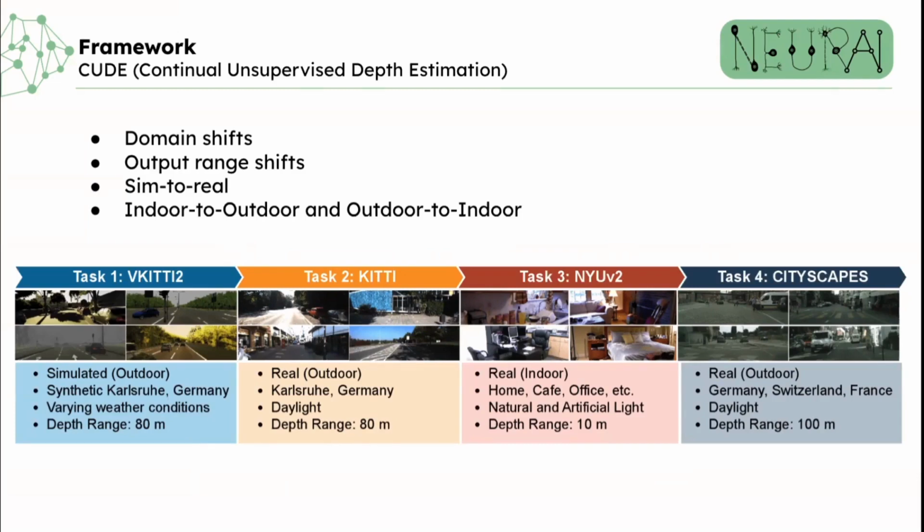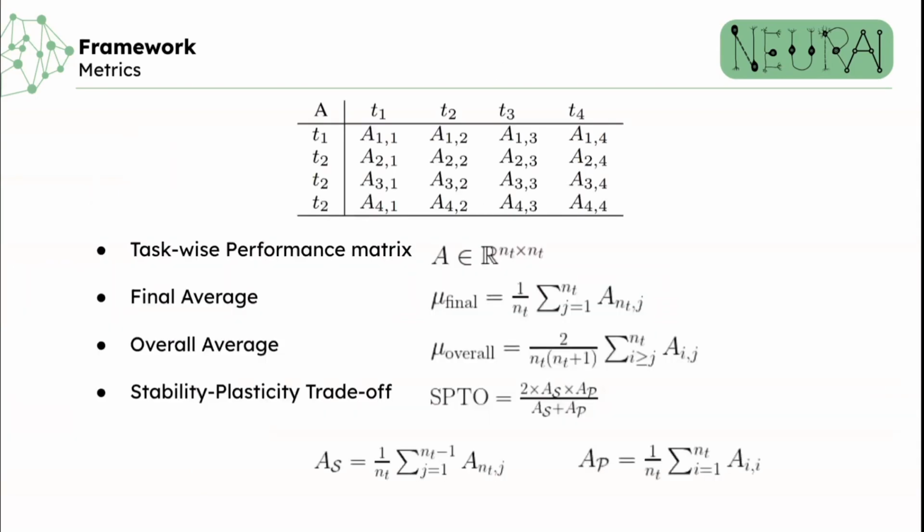CUDE consists of 4 tasks, each on a different dataset with unique characteristics representative of the challenges of domain and depth range shifts across simulated or real and indoor or outdoor scenes. CUDE includes performance measurements for continual learning using 3 metrics.